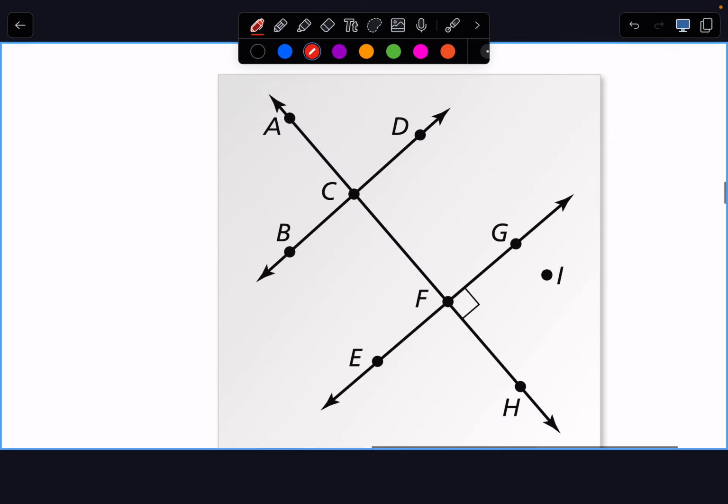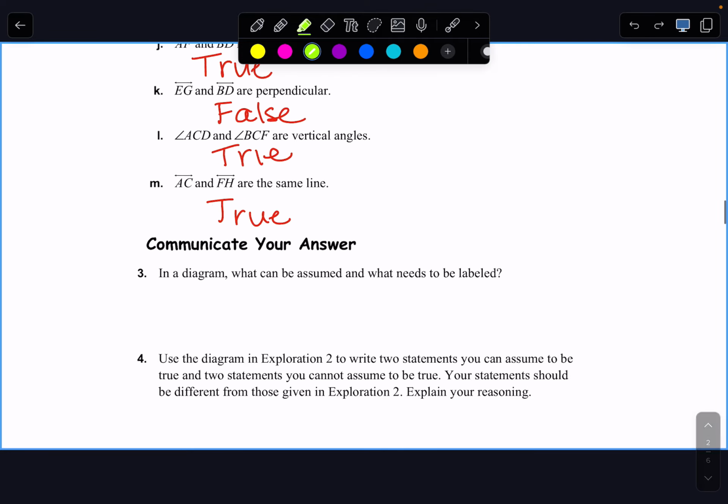I know that these two look perpendicular. But if it's not marked, we can't assume. I know that those two look parallel. But if it's not marked, we can't assume it. Okay? All right, go ahead and turn the page.